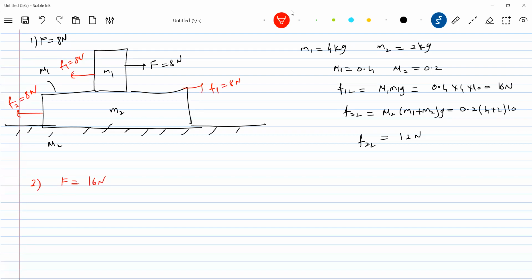16 Newton. A very good problem I just picked up. You can see very interesting things are there for different values of F. Let me make it 16 Newton. Carefully analyze the second situation.